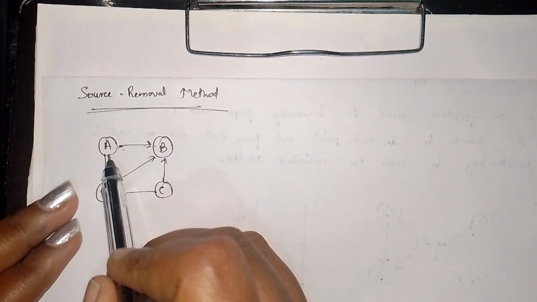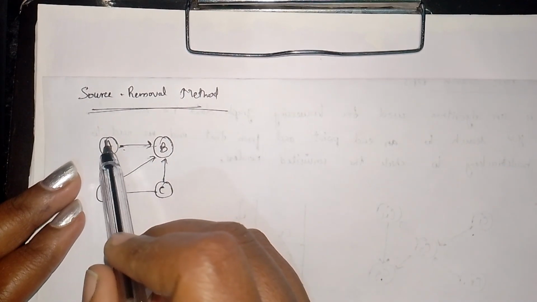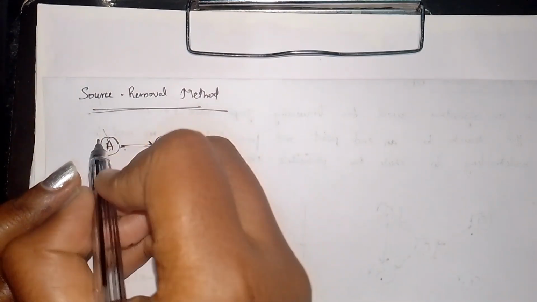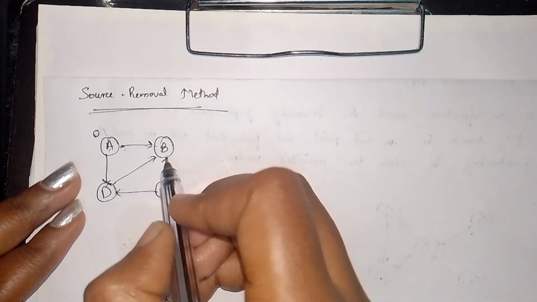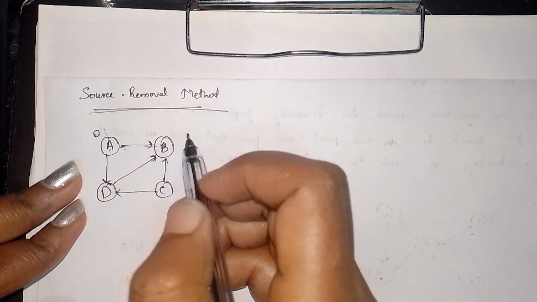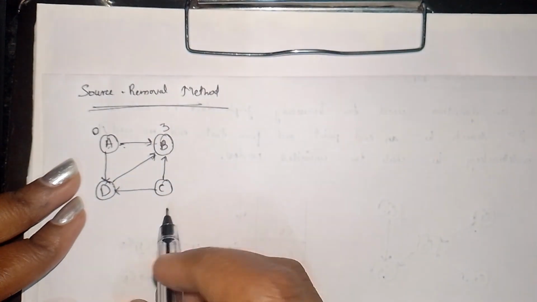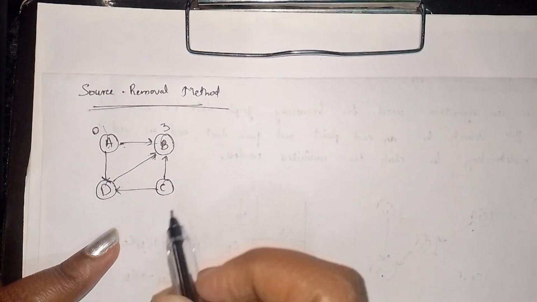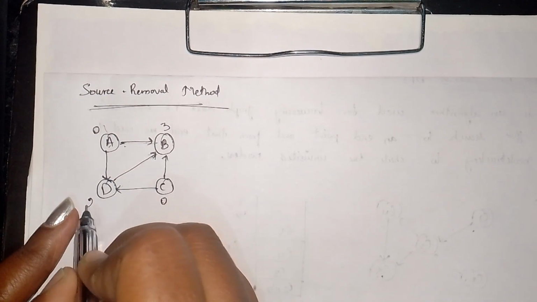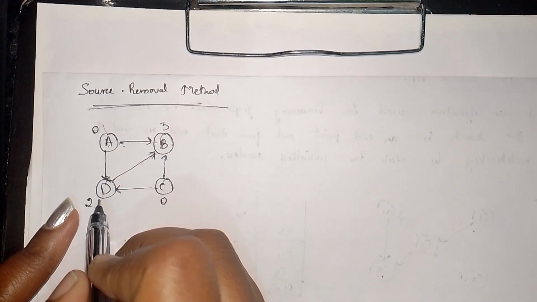On A we have no edge coming towards A, so the in degree of this node will be 0. Again, to this B we have 3 incoming edges. That means the in degree of this B node is 3. This C has no incoming edge, so the in degree of C will be 0. Then the in degree of D is 2, because we have 2 edges coming towards this node D.